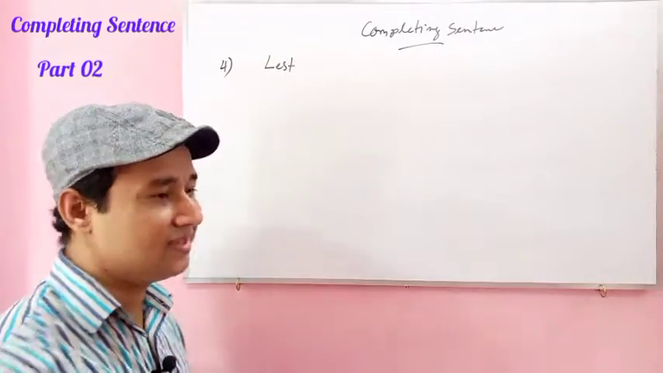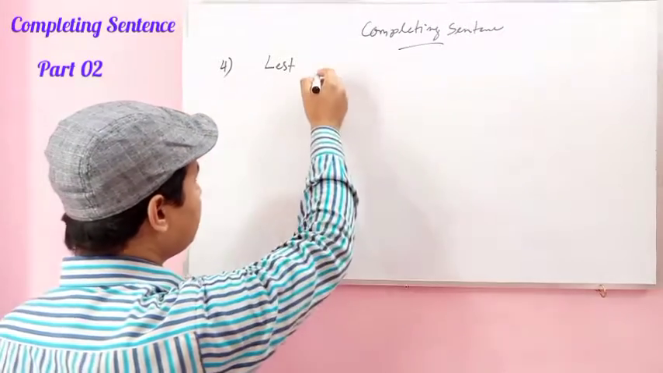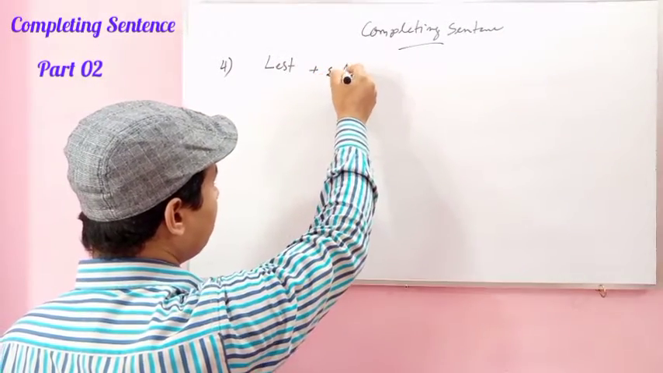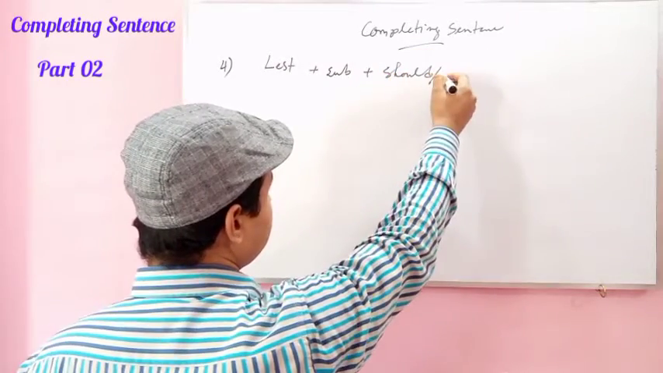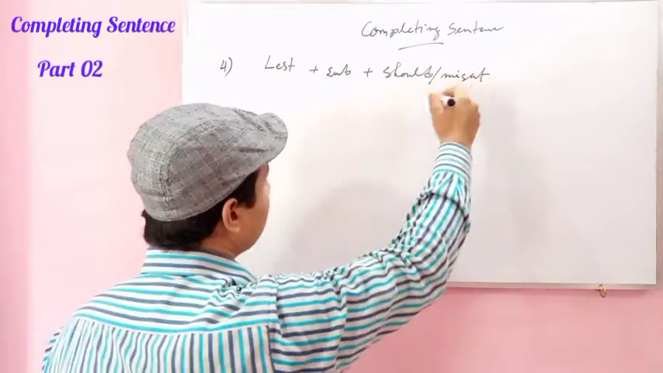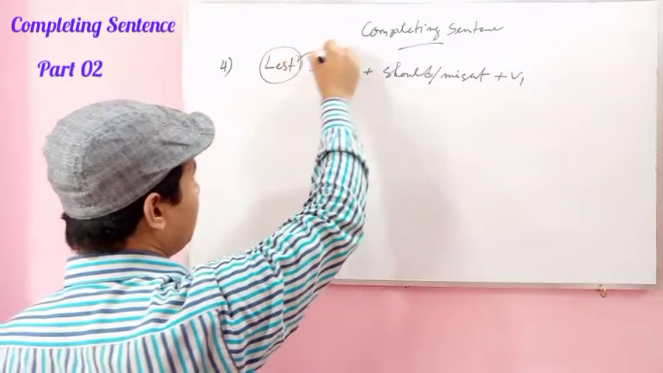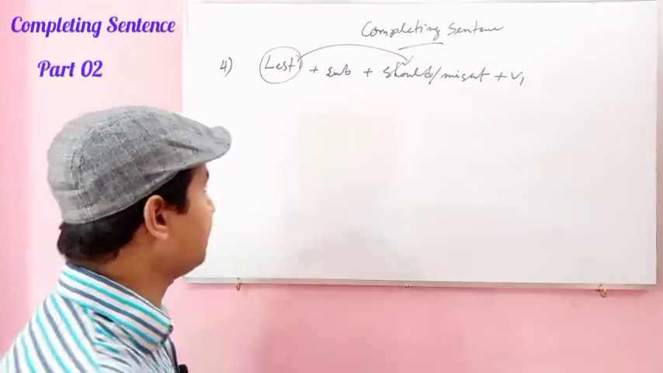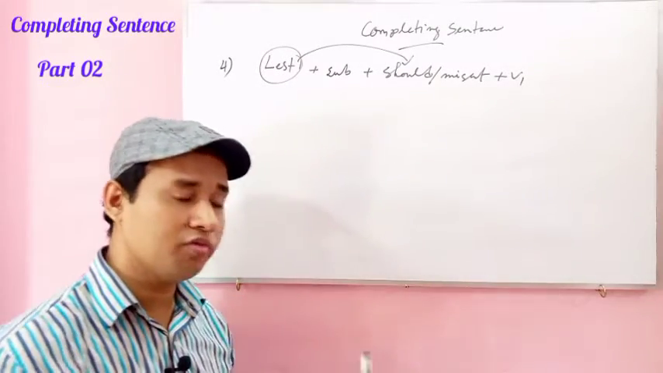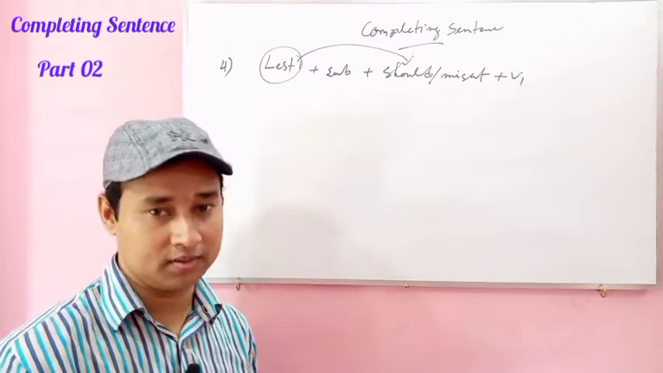When you find lest in a sentence, you should give should or might plus V1 format after lest. You must give should or might after the subject. It is a technique that in completing sentences, when you find lest, you should give should or might after the subject.